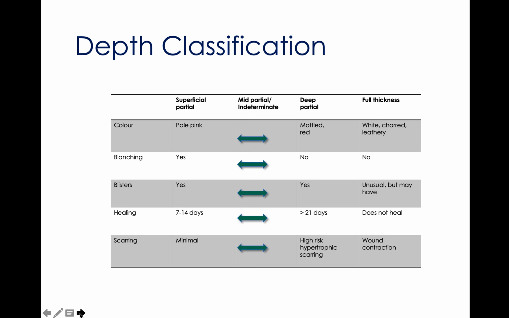Blisters may be present in any of those burns, and then blanching is probably the most useful clinical tool to determine the difference between a superficial partial burn and a deep partial or a full thickness burn, where you've got sluggish, minimal, or no capillary blanching.